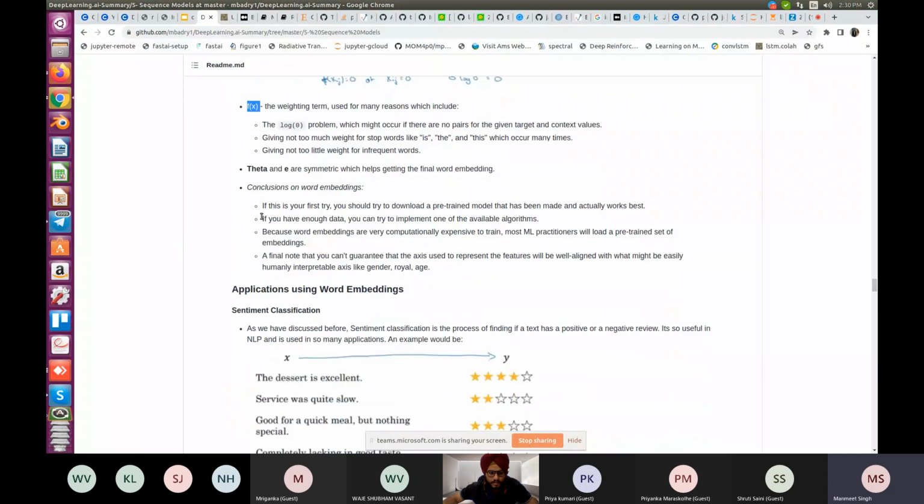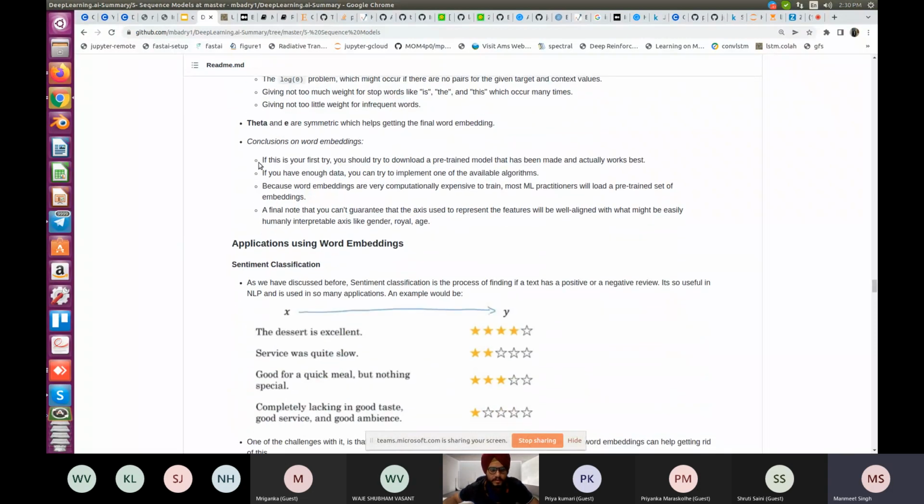And so to conclude, if for the first time you're trying word embeddings, you should try and download a pre-trained model that has been made and actually works best. Now, if you have enough data, you can try to implement one of the available algorithms. Because these word embeddings are computationally expensive to train, most ML practitioners will load a pre-trained set of embeddings. And a final note: you can't guarantee that the axes used to represent the features will be well aligned with what might be easily human interpretable, like gender, royal, age.